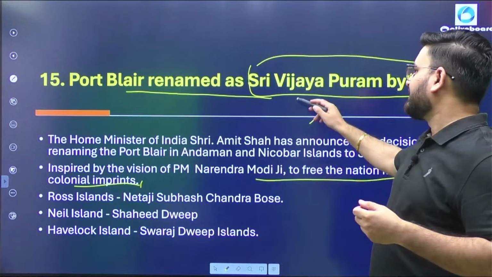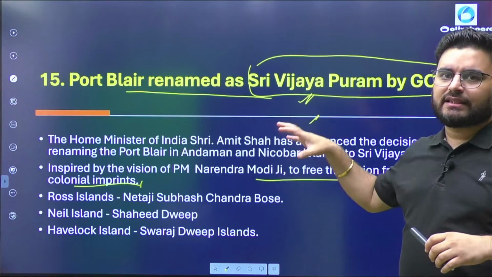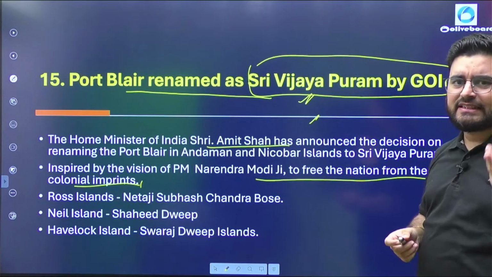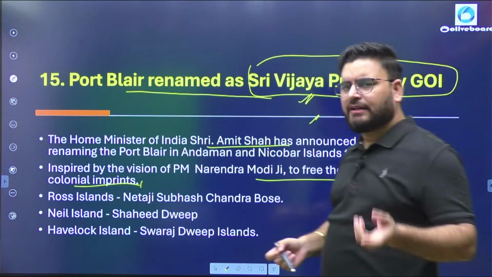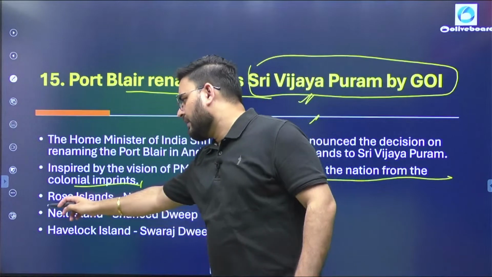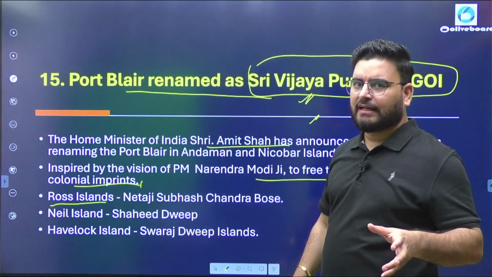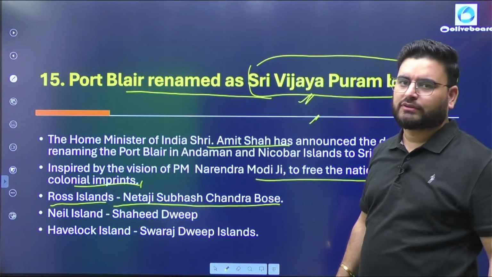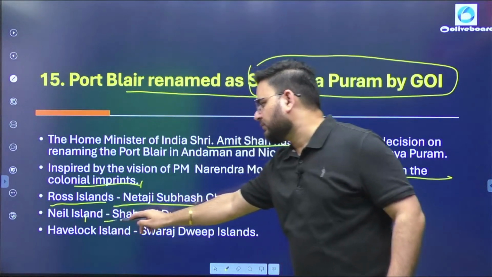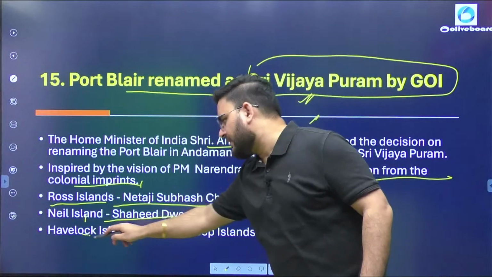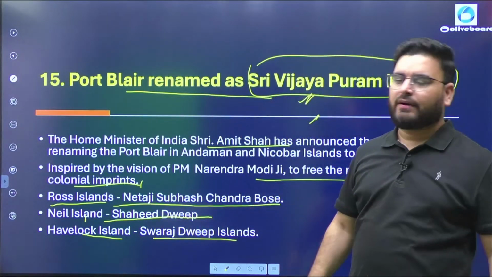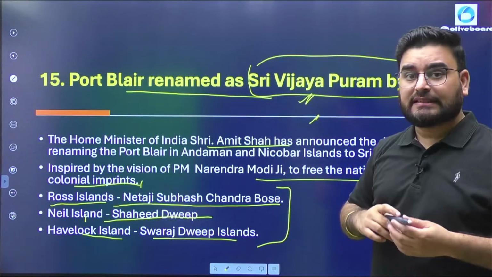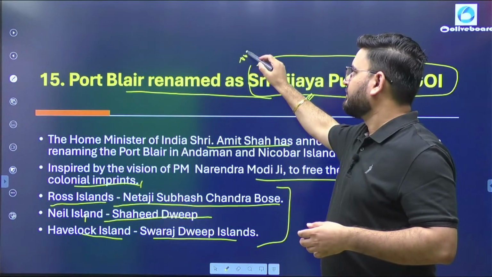Alright. The new name is Sri Vijayapuram. Alright, and this information was given by our Home Minister, Sir Amit. Previously, this already happened in 2022 or 21. Ross Island, which is part of the Andaman and Nicobar Islands itself, was changed from Ross Island to Netaji Subhash Chandra Bose Island. Neil Island was changed to Shahid Dweep. Havelock Island was changed to Swaraj Dweep. So remember these three with Port Blair. This can come in exam. This is very important.